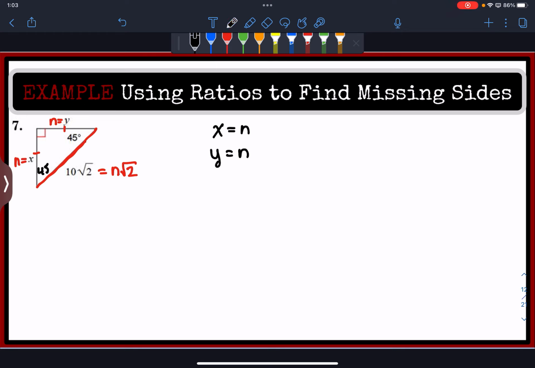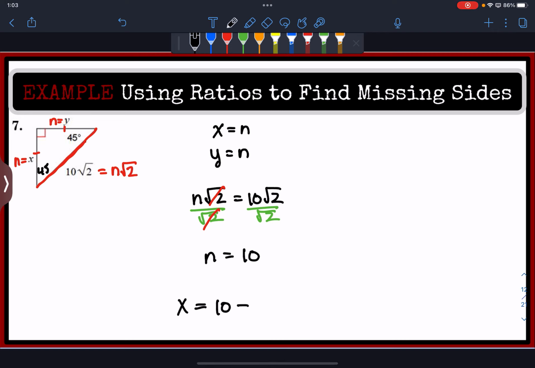So that means that this side here measures this. If I set up an equation and I get n radical 2 and equal it to the length of 10 radical 2, I can now figure out the value of n. I do this by simply dividing by the square root of 2. Since I'm multiplying, this reduces to 1 and n equals 10. So the value of n is 10, which means that x equals 10 and y equals 10. And there's your answer.